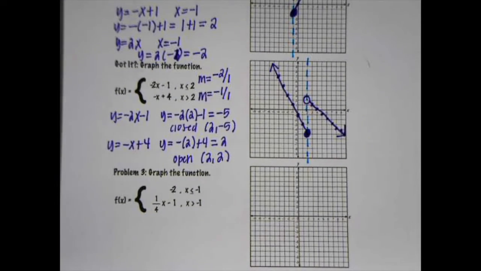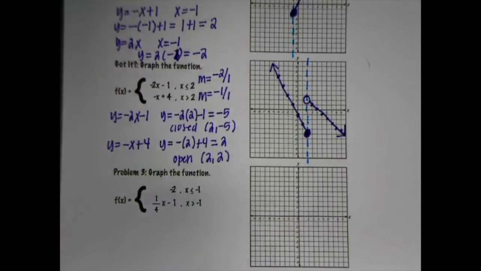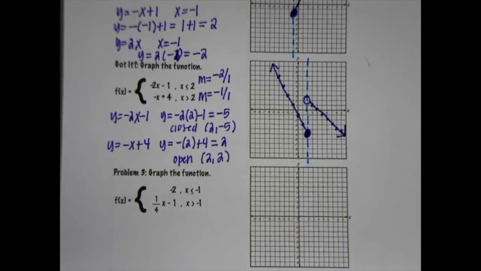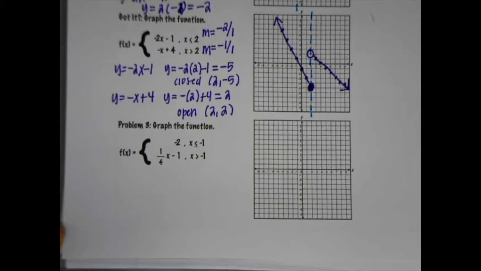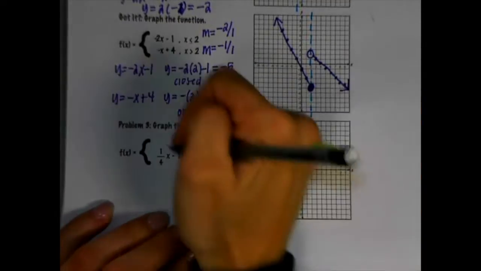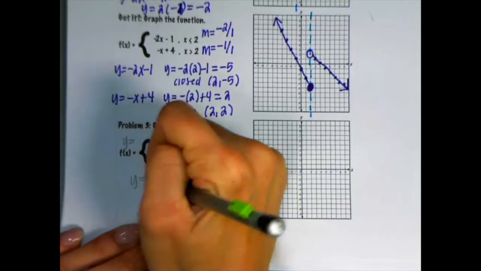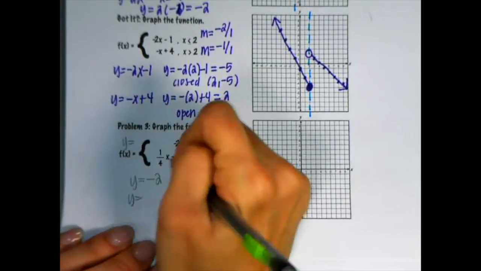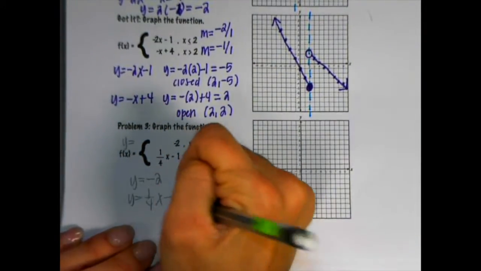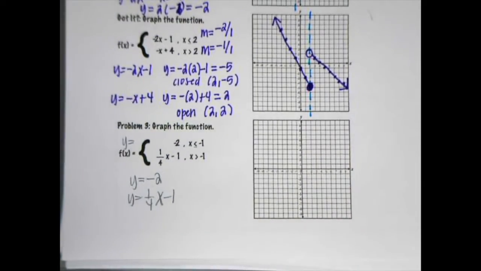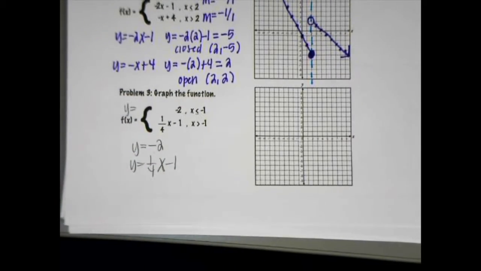The next method is you're going to need a pencil and eraser. So have a pencil and an eraser. What you can do for this method is you're basically going to graph both of your whole lines, and then you're just going to erase the parts that you're not allowed to have. Okay. So here, my two equations that I have are, remember, y equals -2, and y equals 1/4 x minus 1. So let's graph both those lines.